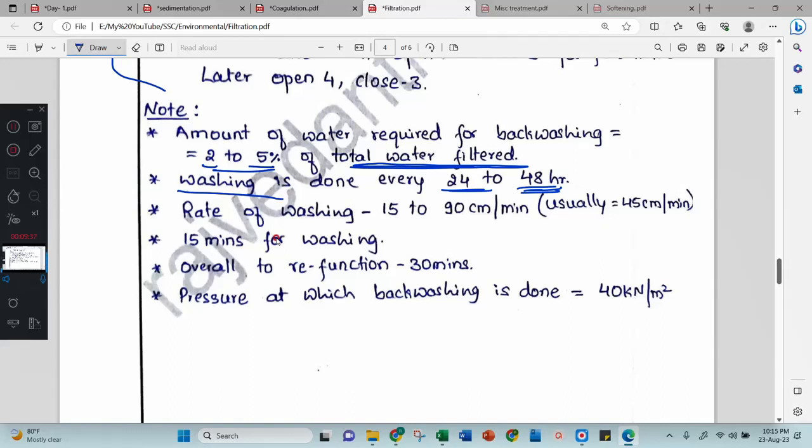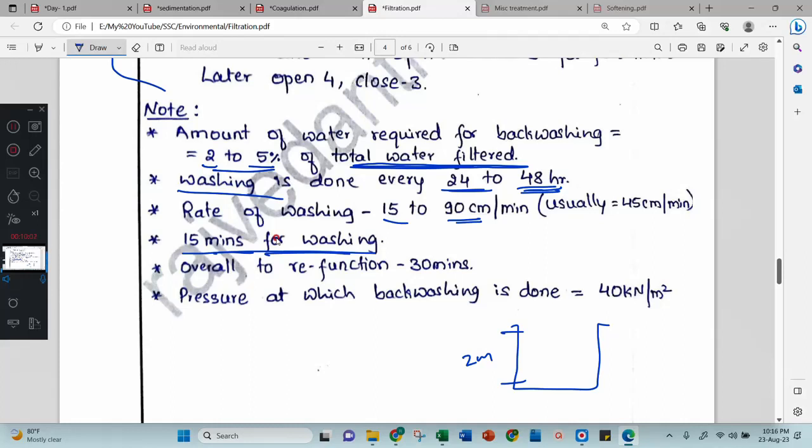Rate of washing is 15 to 19 centimeter per minute, usually 45 centimeter per minute. That is all. For example, if your tank is of 2 meter depth, then you can estimate the time the washing will take. Approximately 15 minutes of washing it will take.